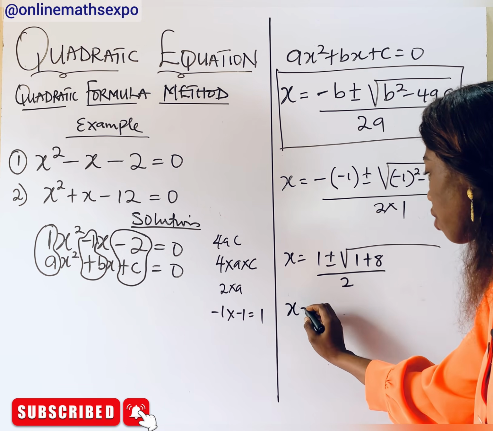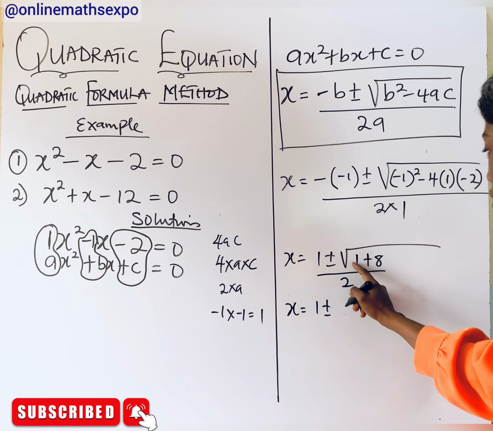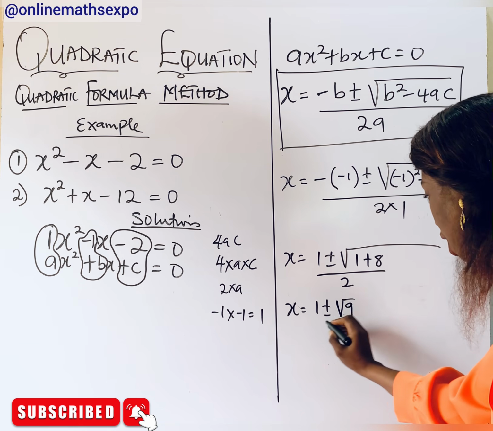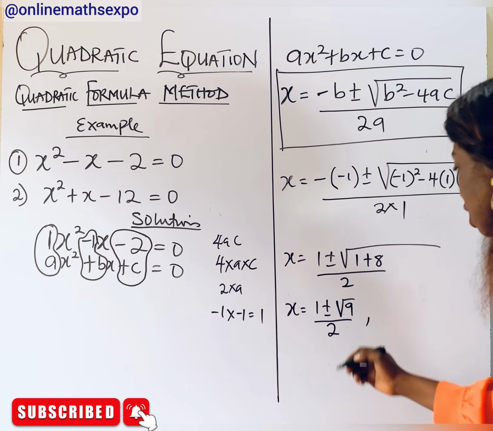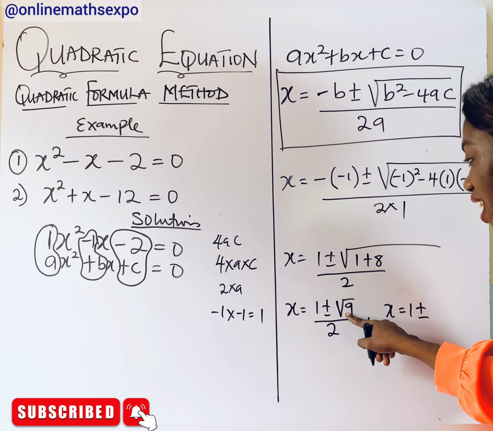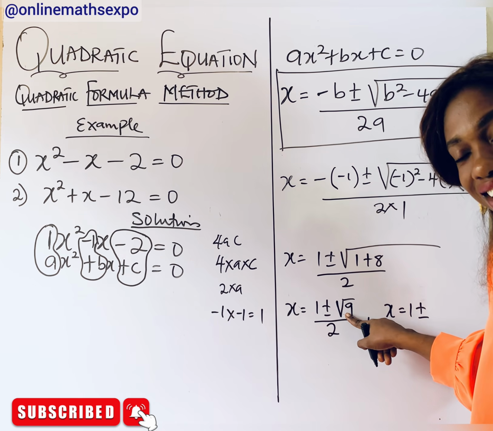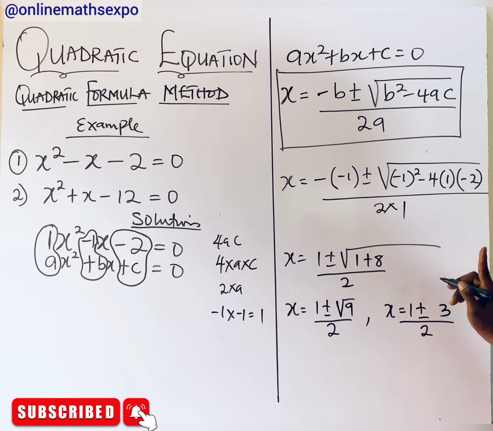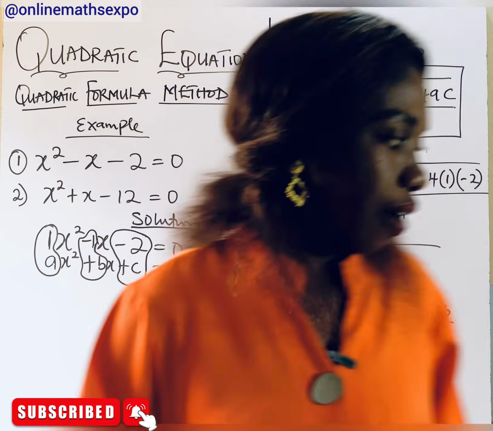So we're going to have x as 1 plus or minus. Adding this is going to give you 9. So we have square root of 9 all over 2. And this will give us x is equal to 1 plus or minus square root of 9, which is 3, because 3 times 3 will give us 9. And this is over 2. So let's finally get the value of our x.